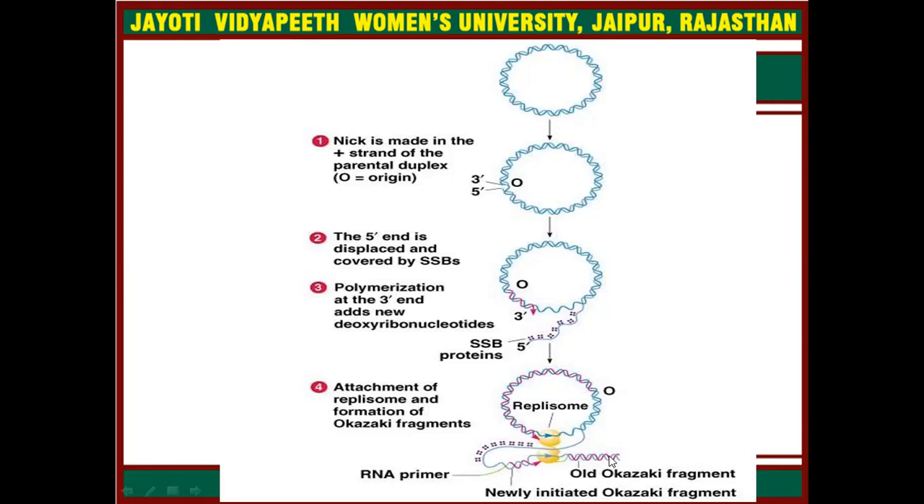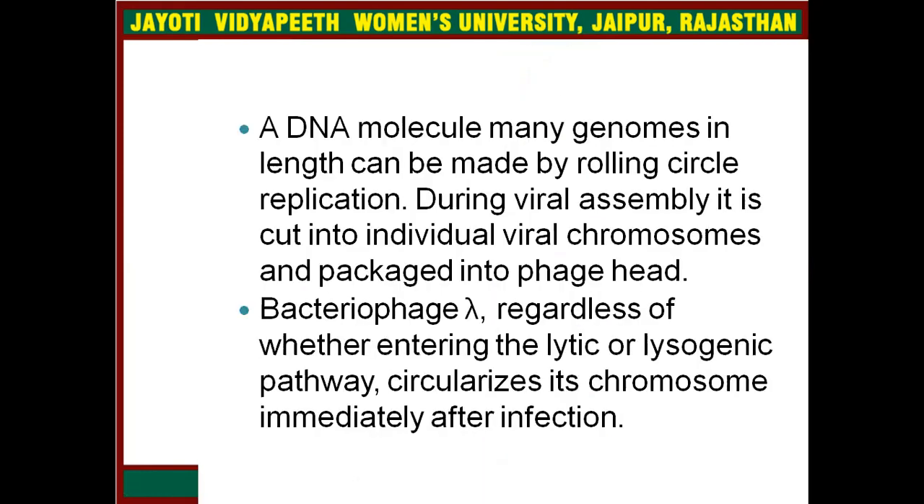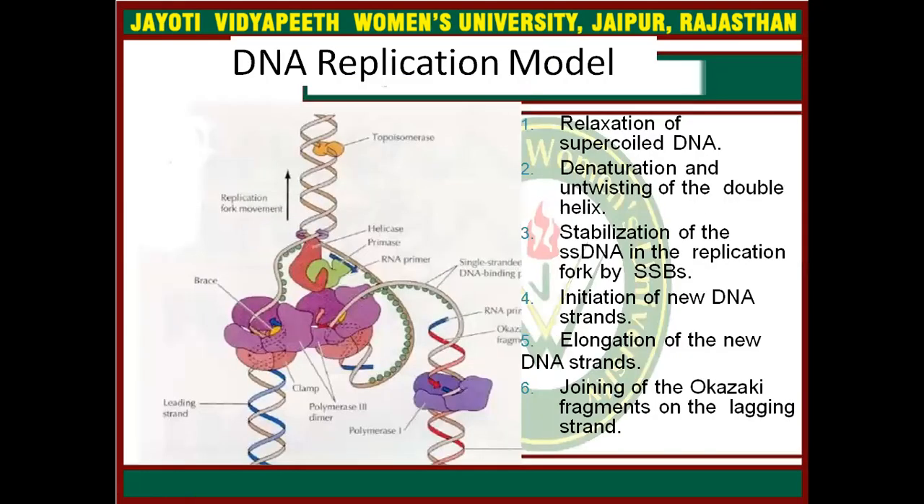These are the old Okazaki fragments, these are the new Okazaki fragments. This is the replisome, meaning the complete complex of all the enzymes. A DNA molecule many genomes in length can be made by rolling circle replication. During viral assembly, it is cut into individual viral chromosomes and packaged into the phage head. Bacteriophage lambda, regardless of whether entering the lytic or lysogenic pathway, circularizes its chromosome immediately after infection.